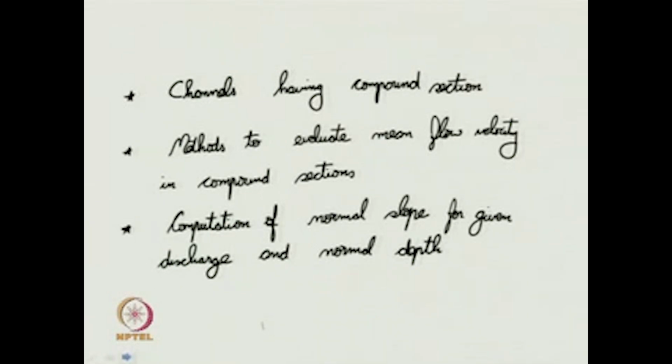In the last class we discussed the channels having compound sections, how the compound section was defined, and how to evaluate mean flow velocity for compound sections. We also suggested how to evaluate normal slope. Suppose discharge and normal depth are given for a channel, how to evaluate the normal slope of the channel, that was also discussed. Today we will see how to compute flood discharge using uniform flow approximation.